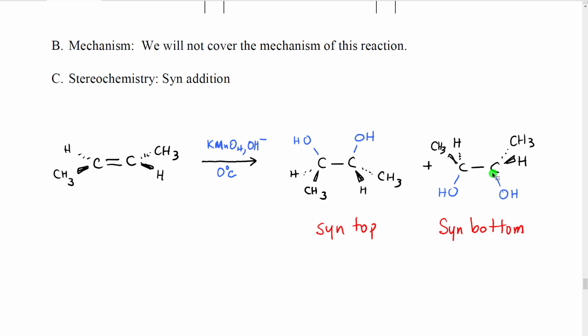We get these two products. These are mirror images of each other, and they will be enantiomers if there is no other chirality center in the molecule.